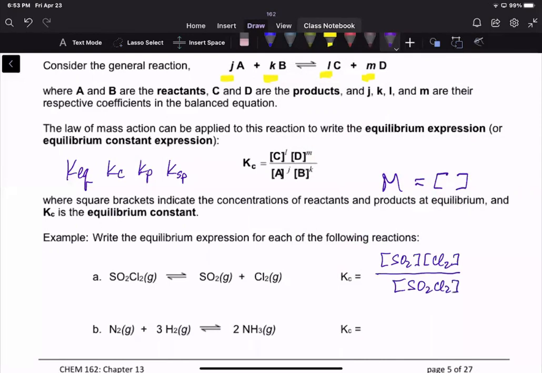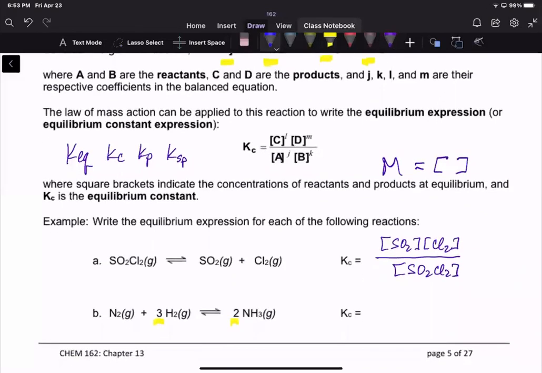Now this next one has coefficients, so we have to be sure to include those. So this will have the ammonia on the top squared over the reactants, and that hydrogen gets cubed. So that is the equilibrium expression.